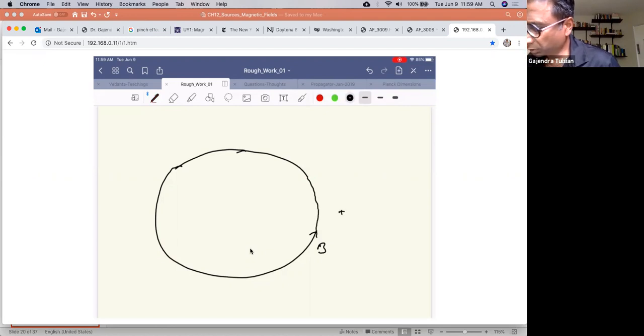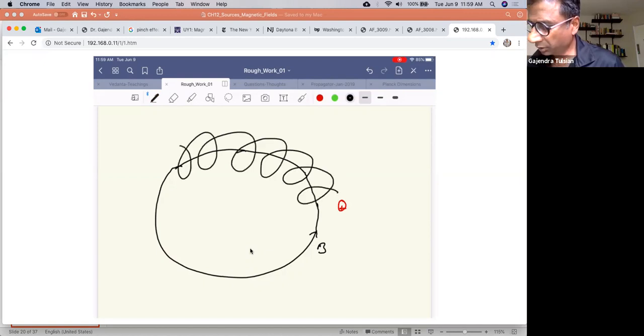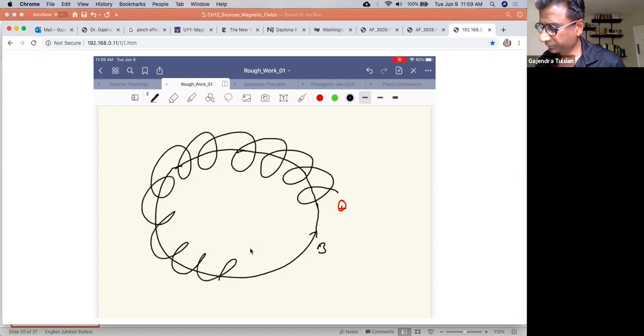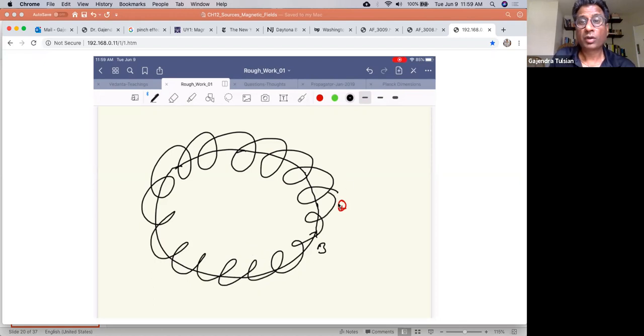A positive charged particle will spiral along the field lines like this. Okay. So what this magnetic field line has done is trap this charged particle.